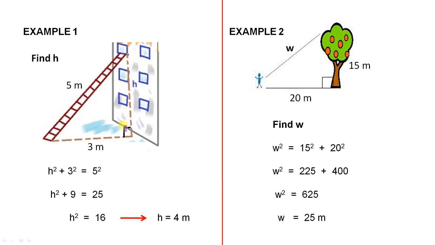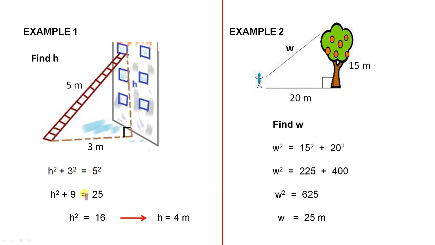So we see that that is a right angle triangle. So we have a height, a base, and the hypotenuse, which represents the length of the ladder. So we know from the previous lesson that h squared plus 3 squared equals 5 squared, and that's what I've done here.